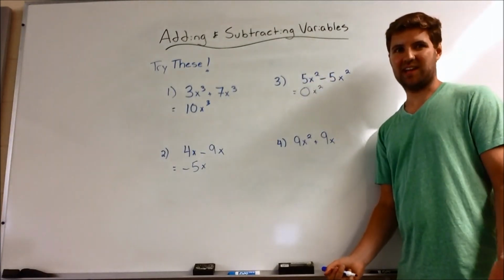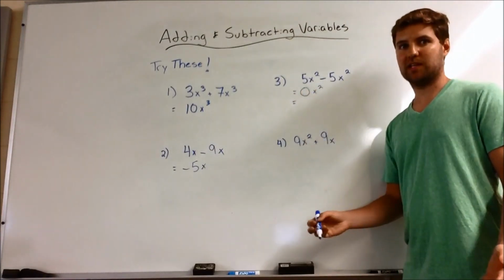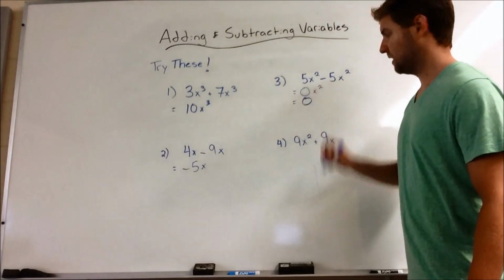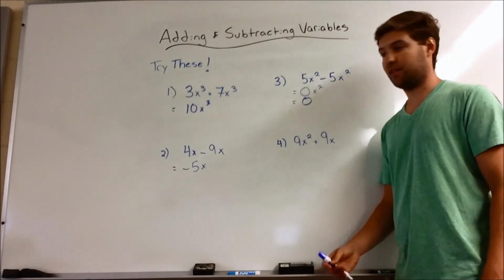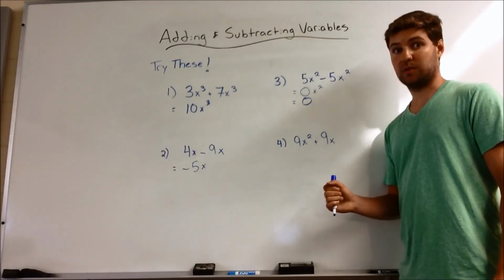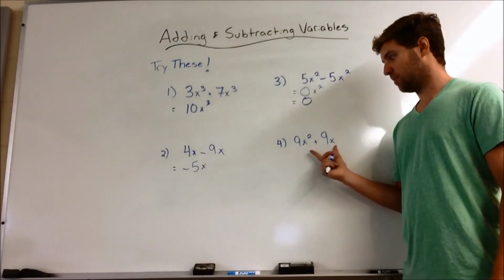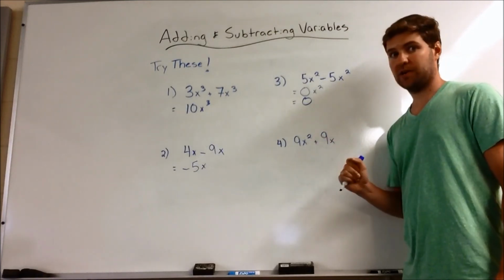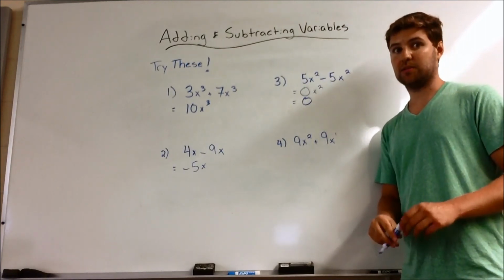Now, would we write it like that, 0x squared? No, because 0 times anything is 0, which is just nothing. There's nothing there. 5x squared, take away 5x squared, you're left with nothing. Finally, 9x squared plus 9x. This was one that was trying to trick you. We can't add them because they're not like terms. They both have an x, but this one's a squared, and that one has degree 1. So we're not allowed to add them because they're not like terms.